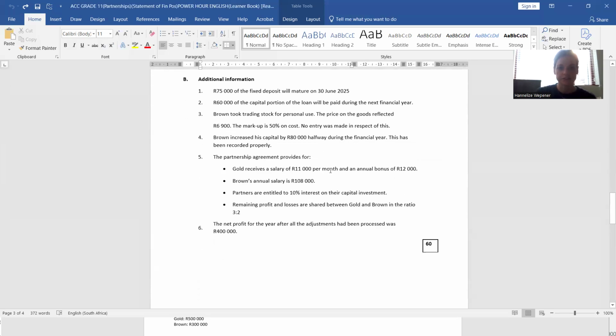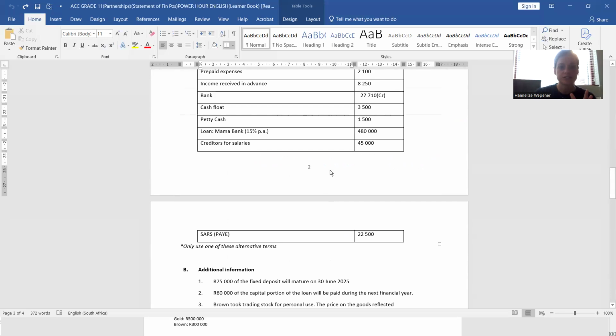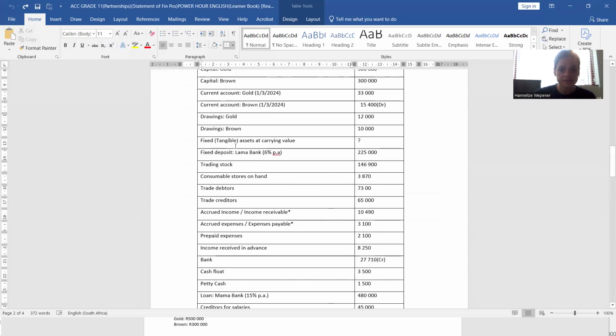Additional information. So 75,000 Rand of the fixed deposit will mature on 30 June 2025. In other words, 75,000 Rand of what you see in your fixed deposit here will next year no longer be part of the fixed deposit. So you have to reclassify that as cash and cash equivalents. So it will no longer be the full 225 in your fixed deposit.